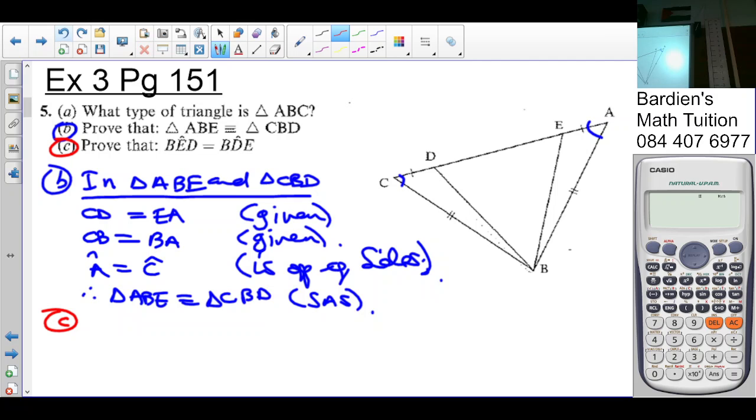The question you should be asking yourselves, what if BED is equal to BDE? What if those angles were equal? If that was given equal, then what could you have concluded? If those angles were equal, what could you have said?